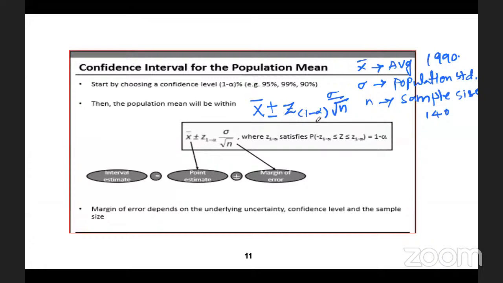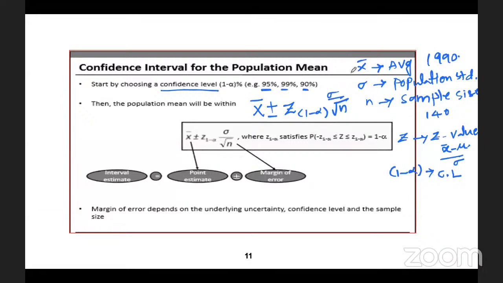Z value, and 1 minus alpha. We know how to compute the Z value, as we have seen in one of the sessions: X bar minus mu by sigma, that is how we can compute the Z value. Then you see 1 minus alpha. What is this 1 minus alpha? 1 minus alpha is called the confidence level. So how do you get this value? Generally it will be 95% or 99% or 90%.